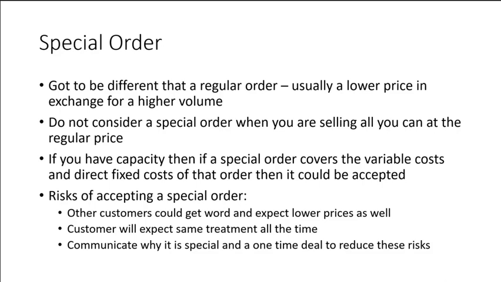So this is a special price, differentiated from our regular business. First thing to look at: are we operating and can sell all that we can make at the regular price? If we're selling everything we can make at a regular price, why would we make a special order?